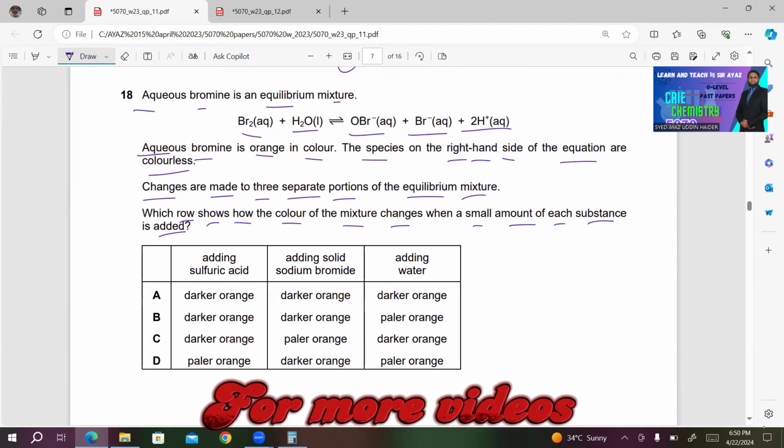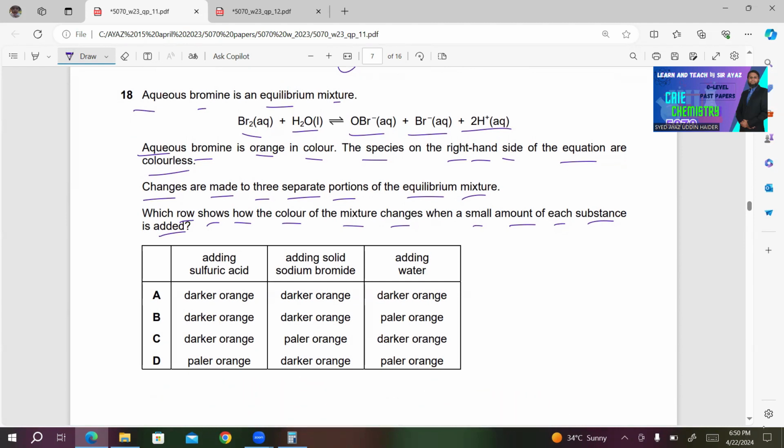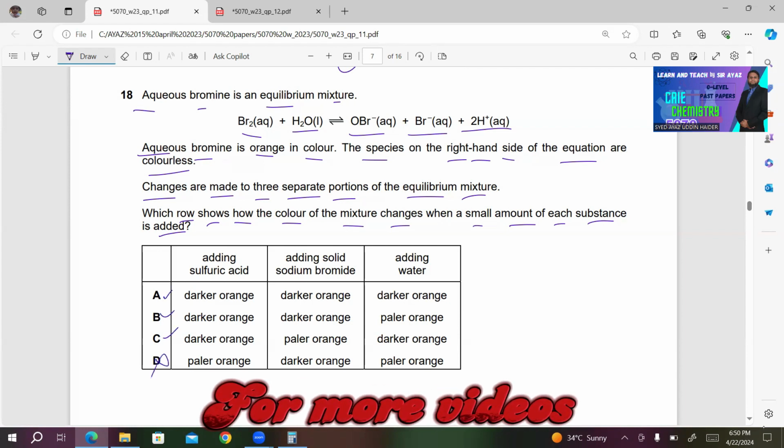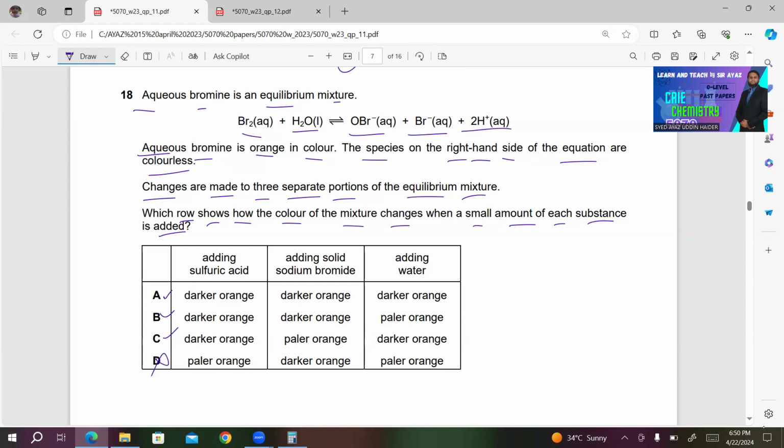So if you add sulfuric acid, what will happen? You are adding sulfuric acid, which means the equilibrium will shift to the left-hand side, which means it will become darker orange in color. So A, B, C, one of these is correct. D is incorrect. Now I have narrowed down the choices. You have 3 choices now.